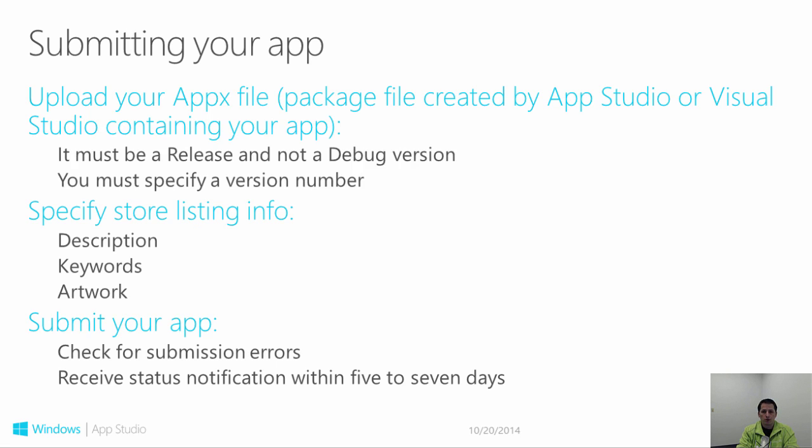Once you've finished with the description, keywords, and screenshots, the final step is to submit your app for certification. The certification process can take anywhere from an hour up to 5 days. Once the submission process has completed, you will receive an email to your developer account inbox that will inform you of the results of the submission process.